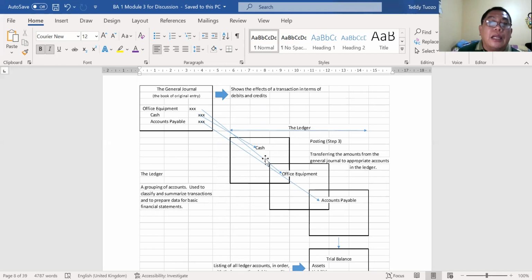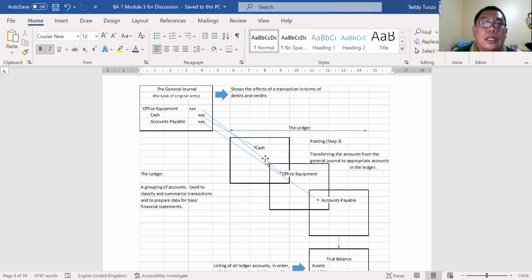Of course, when you analyze the transactions, after analysis you already have the source documents, you record the transaction in the general journal, or this is what we call the preparation of the journal entries. So you have there, for example, if the entry is a debit to office equipment, then the XXX there represents the amount. Then a credit to cash and credit to accounts payable.